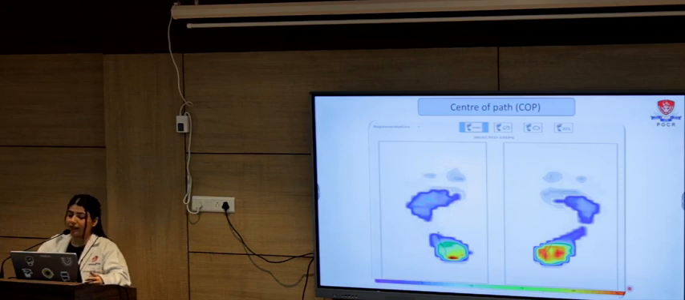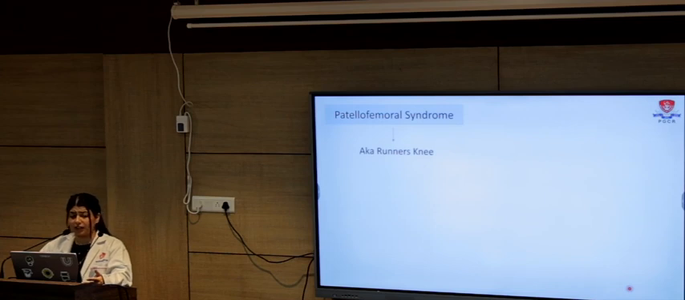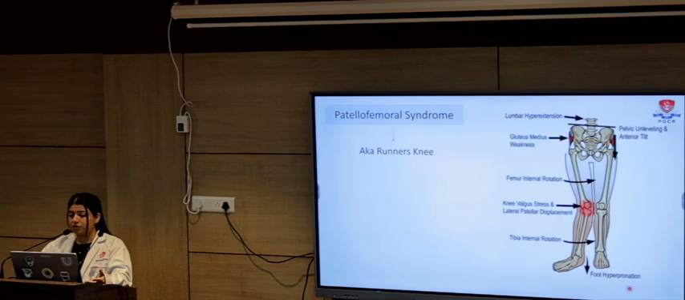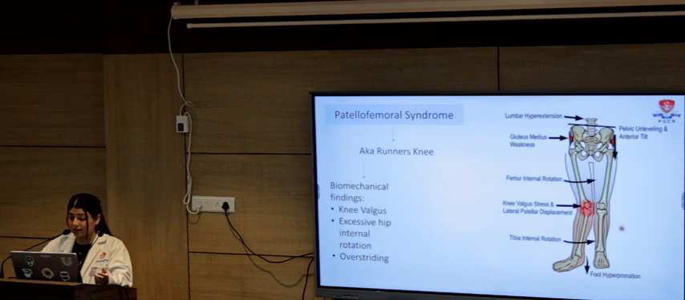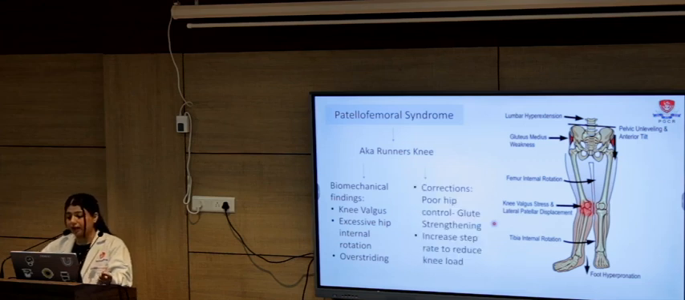Deviation in these patterns can indicate balance or gait abnormalities. Now, certain common conditions that sports people come to us with are patellofemoral pain syndrome, which is often called runner's knee. It is a common issue amongst runners and is typically linked to biomechanical problems like knee valgus, where the knees collapse inward, and excessive hip internal rotation with overstriding. Gait analysis helps identify poor hip control, often due to weak glute muscles, and by strengthening them, especially the glute medius, runners can improve alignment and reduce stress on the knee.